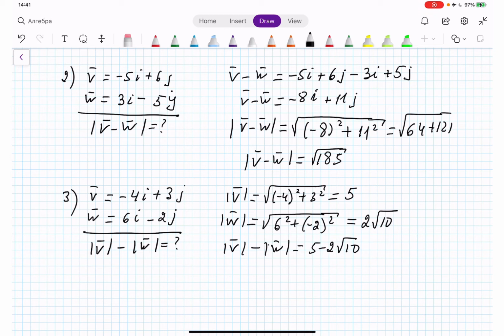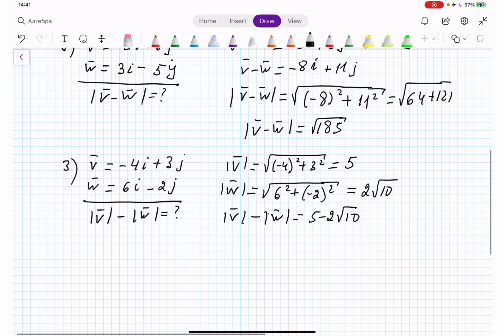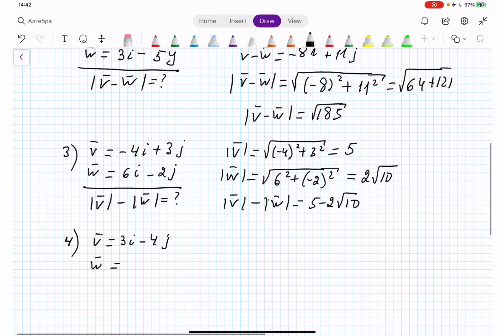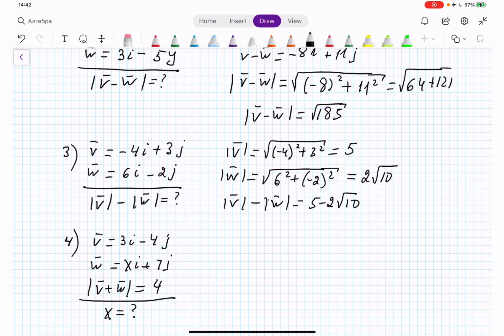Okay, question number 4. Vector v is equal 3i minus 4j. Vector w is equal xi plus 7j. And it's also given the magnitude of the sum of two vectors. The magnitude of the sum of these two vectors is equal 4. So we need to find x from here. This x. Okay?